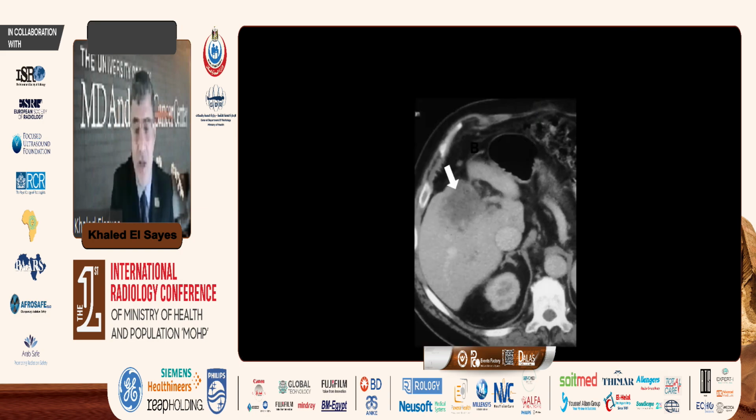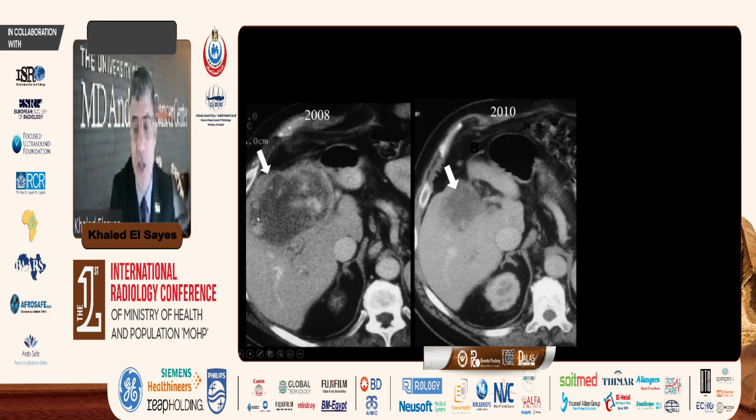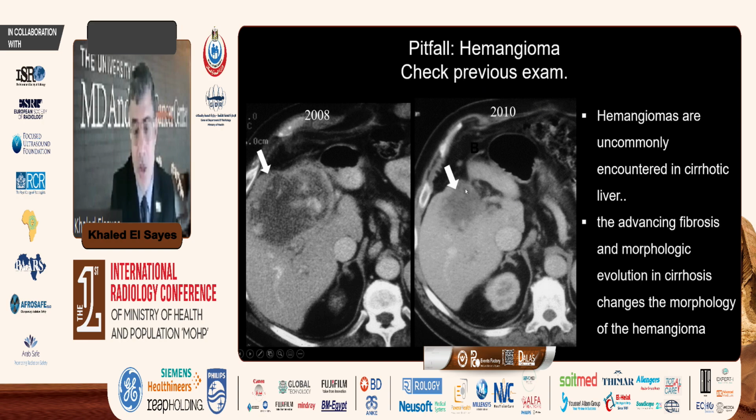This is another observation that could be misinterpreted as LR-M. You see rim enhancement here, very faint though, but you see it. But when you look at the previous examination, it's typical for hemangioma. Hemangioma could actually change its morphology in the liver because of the surrounding liver fibrosis that eats up the mass, shrinks the mass, leading to this appearance of a rim enhancing observation. It could lose this peripheral discontinuous bubbling enhancement and become continuous, become sclerosed, like what we see here.